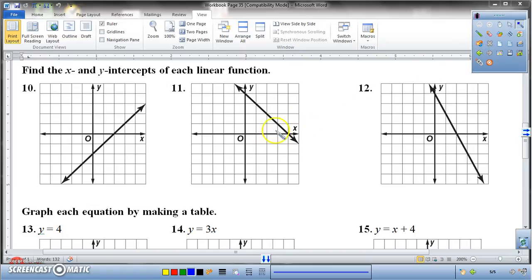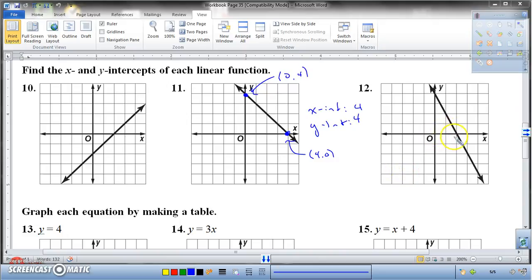Okay, so for number 11, my x-intercept has a value of 1, 2, 3, 4. My y-intercept has a value of 1, 2, 3, 4. And of course you can also write the ordered pairs for those as well. But it's the point where I'm crossing the graph that I'm concerned with. And so this would be the ordered pair 4, 0. This would be the ordered pair 0, 4.